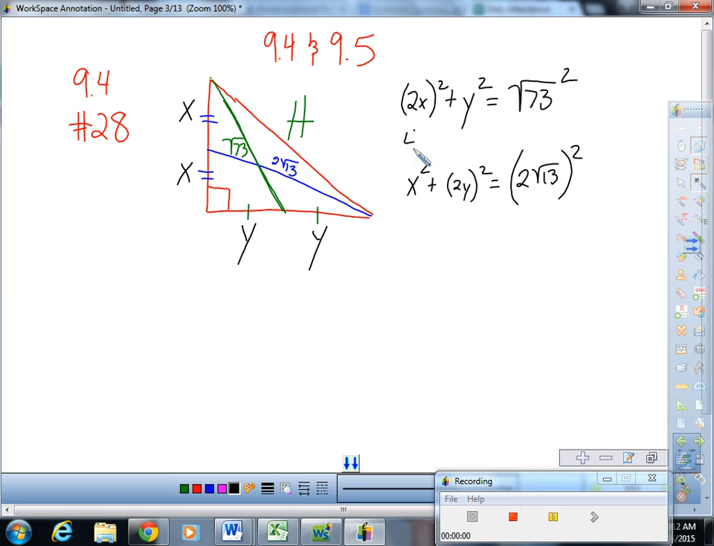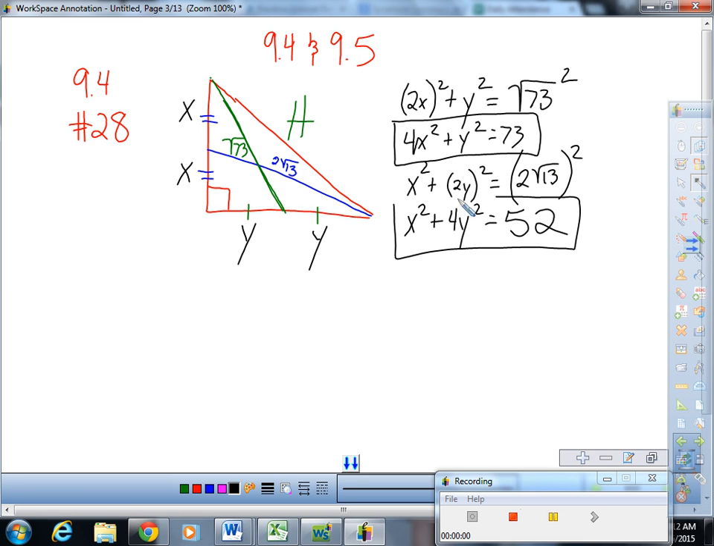Okay, this turns into 4x squared plus y squared equals 73. The bottom one turns into x squared plus 4y squared is equal to, well, that's going to be 4 times 13, and that's 52. Okay? So we have this equation with two variables, and we have this equation with two variables. And how do you guys suggest that we solve for these? James? Elimination method. Excellent.